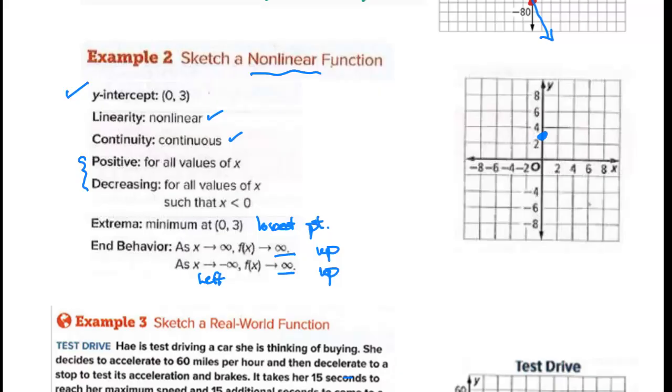So as I look at this and I try to make it kind of look the same on both sides, it's going to be a curve like this.